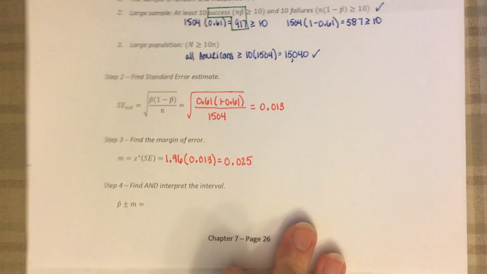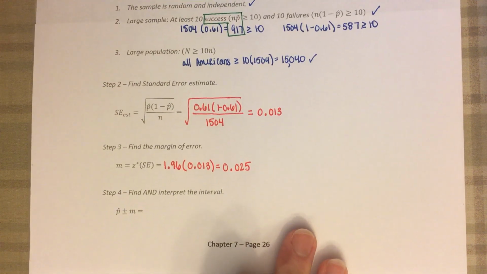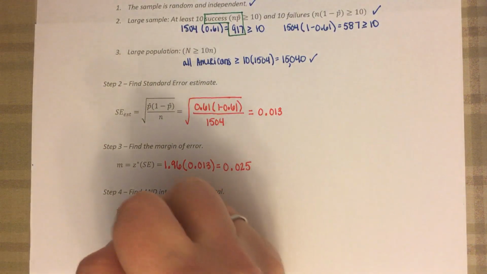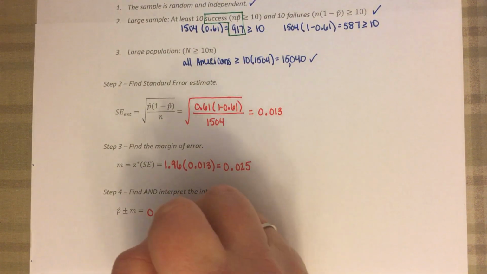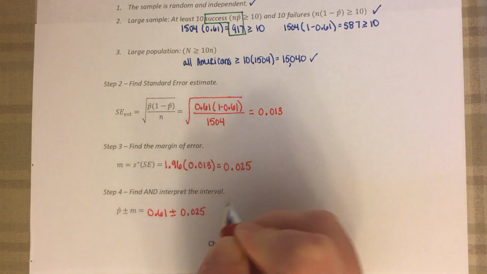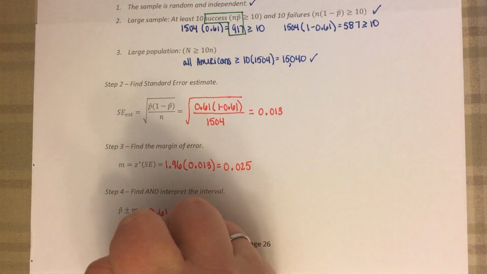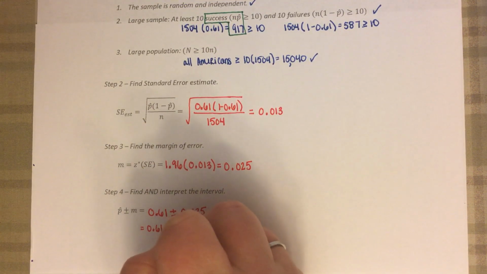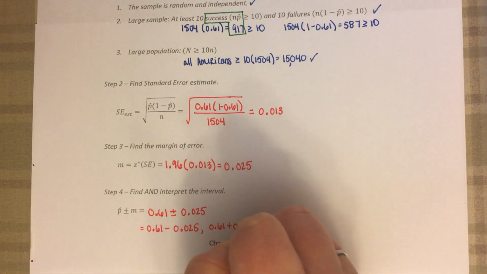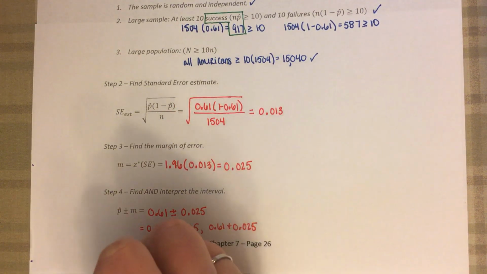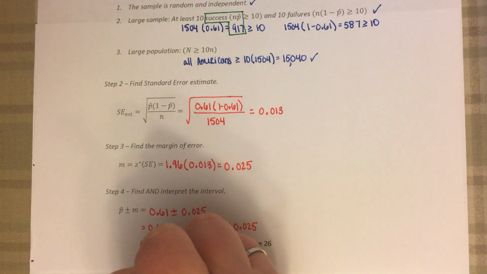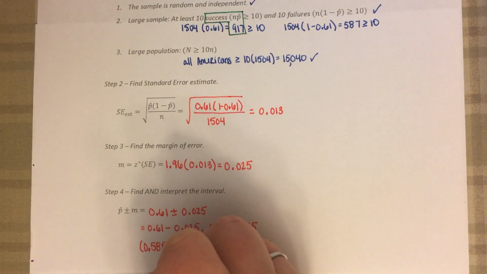All right, so then we're asked to find and interpret our interval. We're going to take our p hat plus or minus our margin of error, m. So our p hat is 0.61 plus or minus 0.025. We're going to take 0.61 minus 0.025, and 0.61 plus 0.025, and that's going to give us an interval of 0.585 to 0.635.